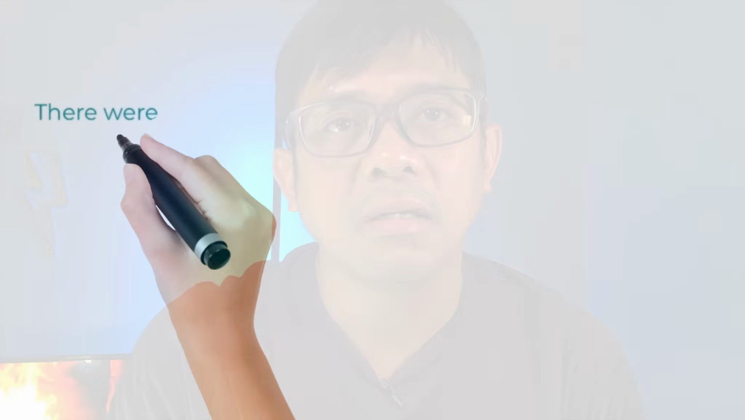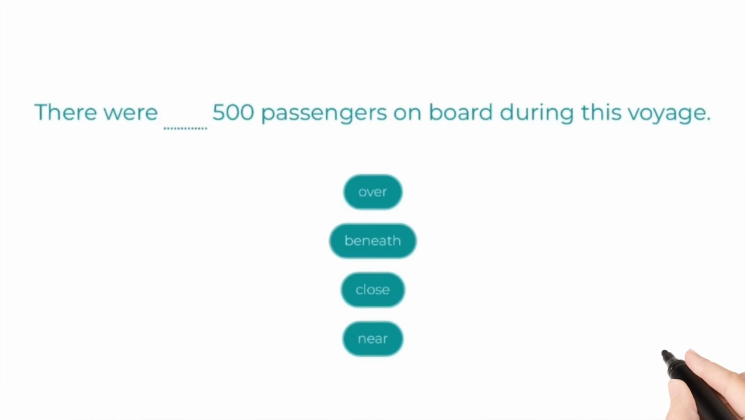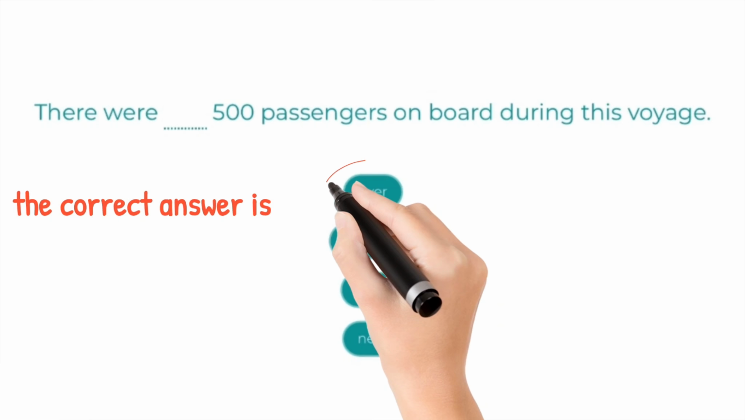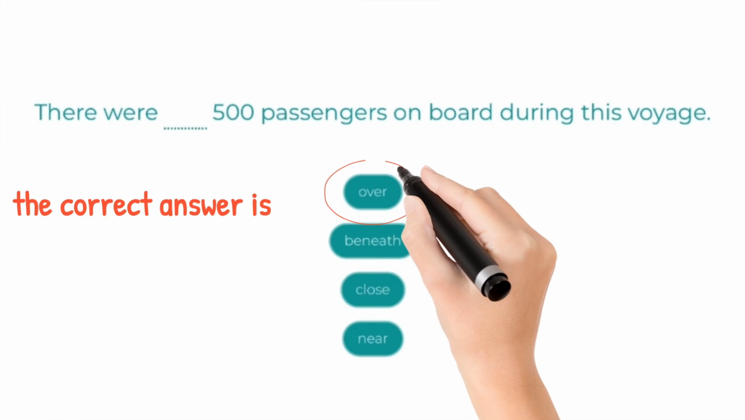Okay, the second question is: there were 500 passengers on board during this voyage. The options for the answer are over, beneath, close, and near. Can you try to guess again what the correct answer is? You are right. The correct answer is over.